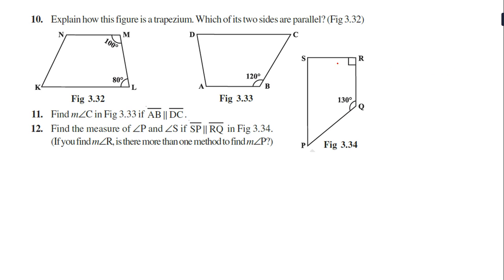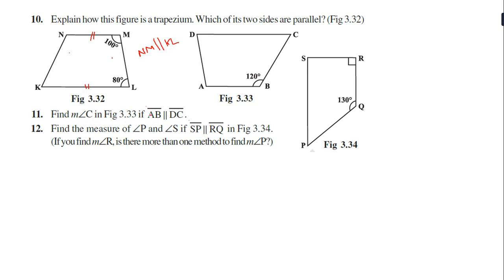Next question. Explain how this figure is a trapezium. First of all, a trapezium has only one pair of parallel sides. Always remember, not two pairs of parallel sides. Which two sides are parallel? In a trapezium, one important characteristic is that only one pair is parallel, and the sum of adjacent angles is 180. So here it is 180, so we can say yes. Which two sides? Here we can say MN is parallel to KL.